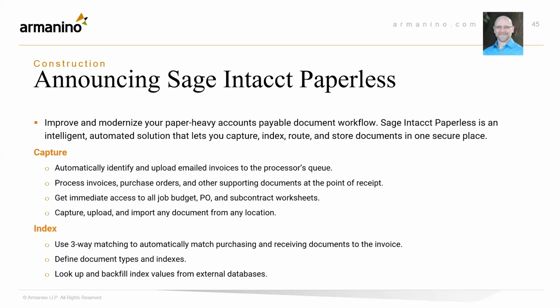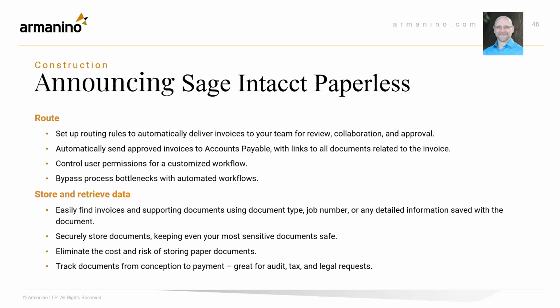You can use three-way matching to automatically match purchasing and receiving documents to the invoice, define document types and indexes, and look up and backfill index values from an external database. And then you can set up routing rules to automatically deliver invoices to your team for review, collaboration, and approval.